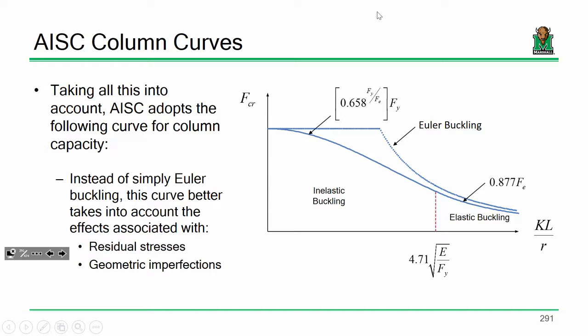Yes? What's the K value? K is your effective length factor. Remember, it relates the pin-pin column to something like a fixed-fixed or fixed-free. Remember that? Okay. Now, for single columns, it's a lookup. For columns in frames, it's a whole other story. But we will get to that in due time. Sound good?